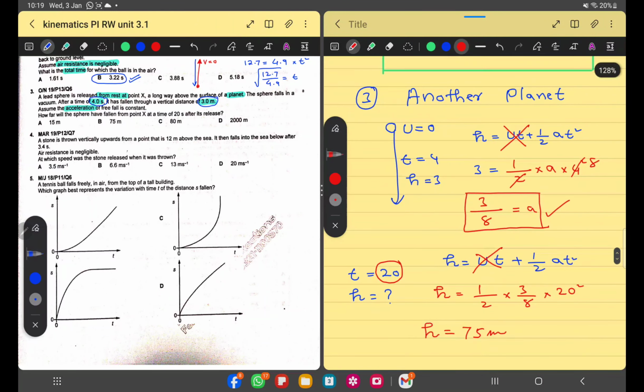But in this question, we are not on Earth. We are on another planet. That is why I cannot use g as 9.8 meter per second square. So I used the second equation of motion to calculate a, and after calculating a, I calculated the height. Have you noted?